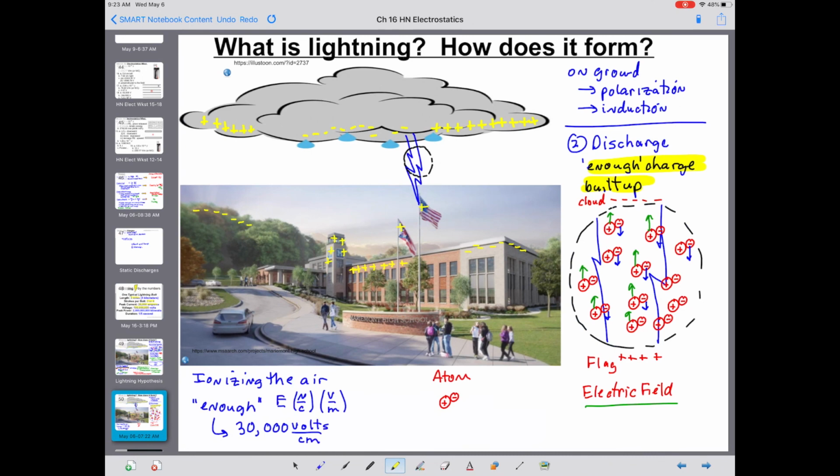Now, hopefully that gives you some background and idea of exactly what lightning is. There are all kinds of applications and what if questions and what about lightning, and that's part of what I want you to explore. So, more on that in the investigation.